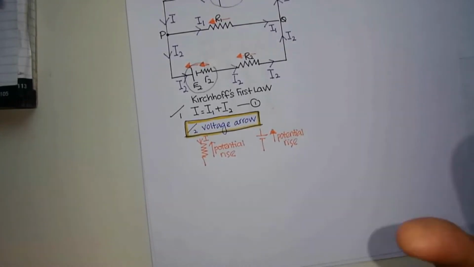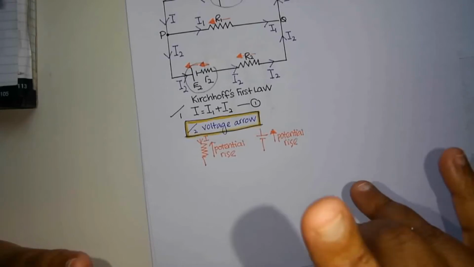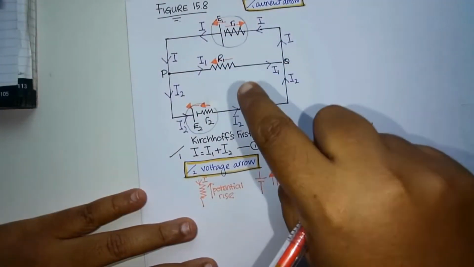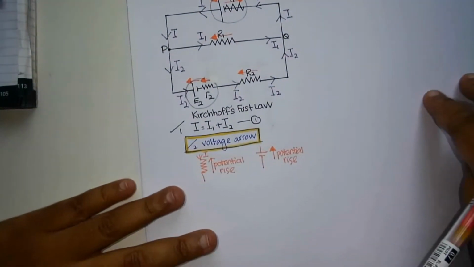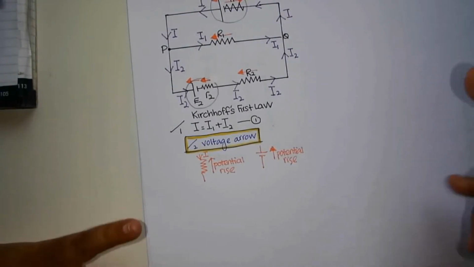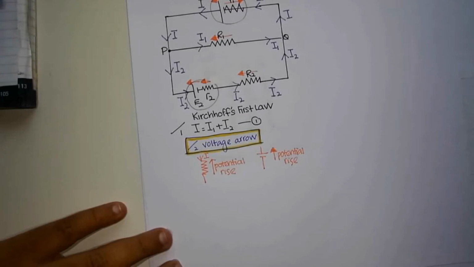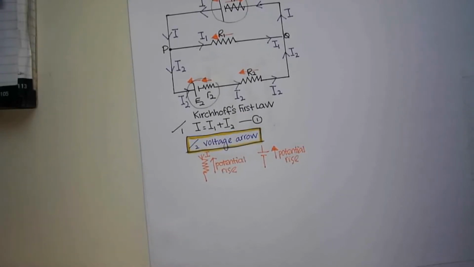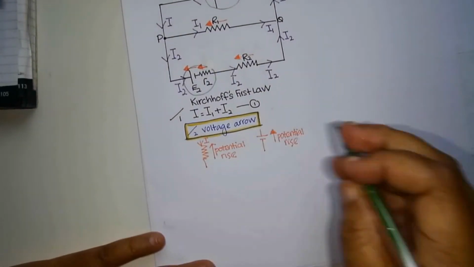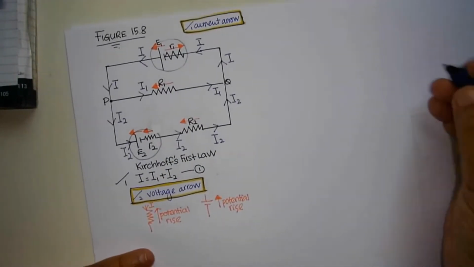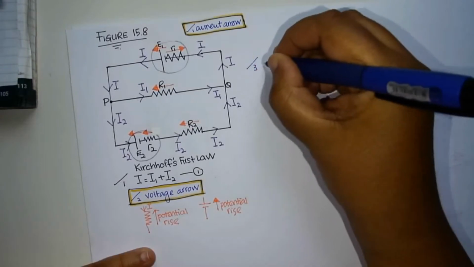Okay, now we have already drawn the arrows. Let me check. This one is correct, this one is correct, this one is correct, this one is correct, this one is correct, this one is correct. Now after we have drawn the voltage arrow, then we draw the next arrow, which we call a loop arrow. Let me take another color pen. Loop arrow, which I'm going to do here.